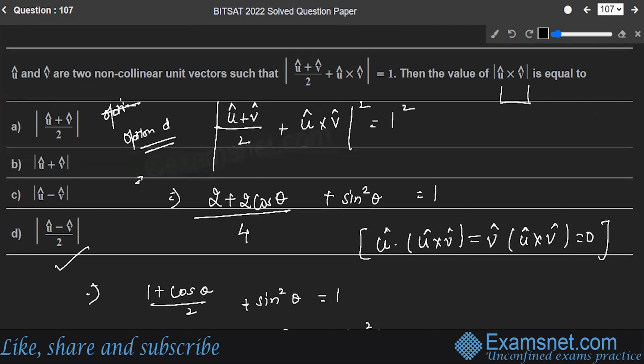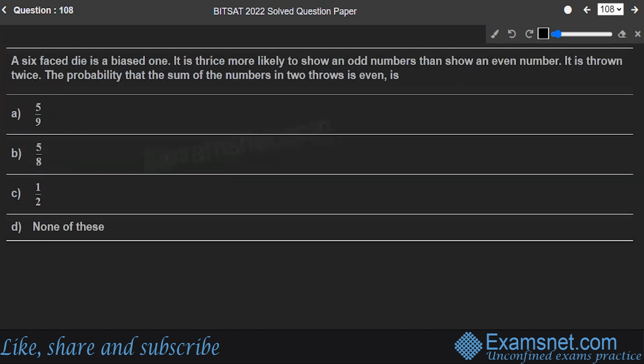Hope you understood this. Let's move to the next question, number 108. A six-faced die is biased once. It is thrice more likely to show an odd number than to show an even number. It is thrown twice. The probability that the sum of the numbers in two throws is even is.